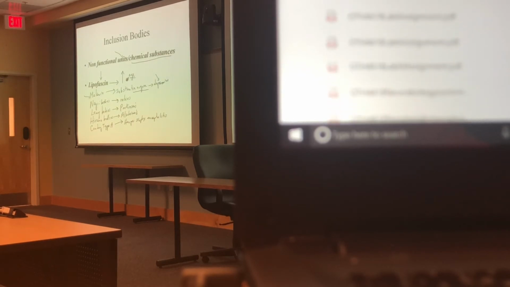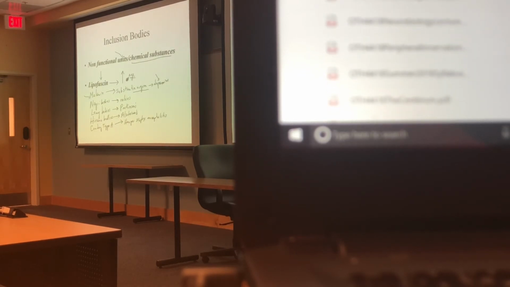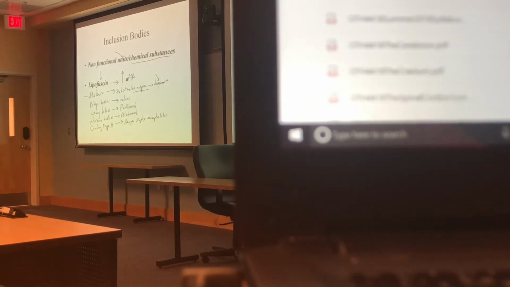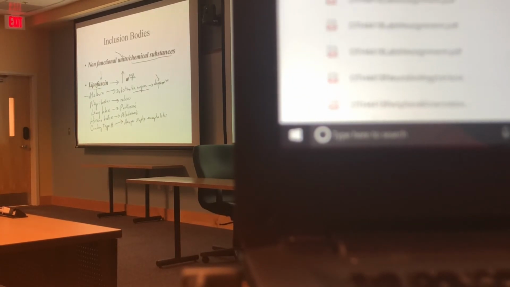Tangles. I'll just stop there. So guys, here are some examples. Here's a little checklist of some inclusion bodies that can occur in some of these neurons. So this is normal. This is not a big deal here. This occurs as you get older.